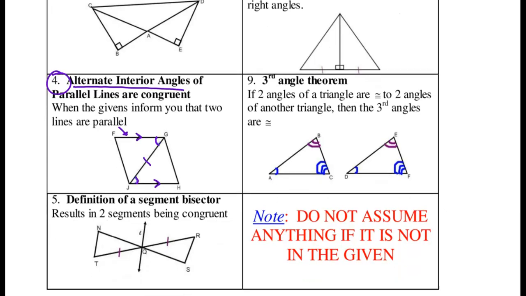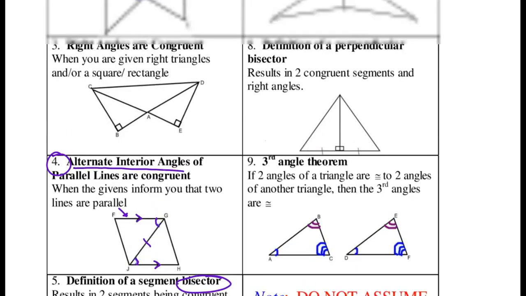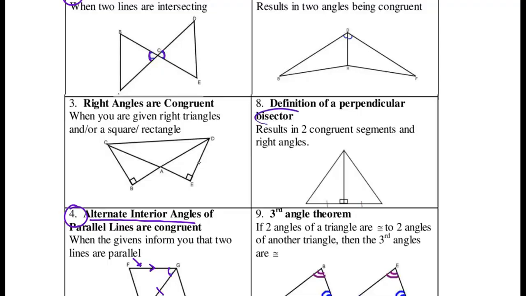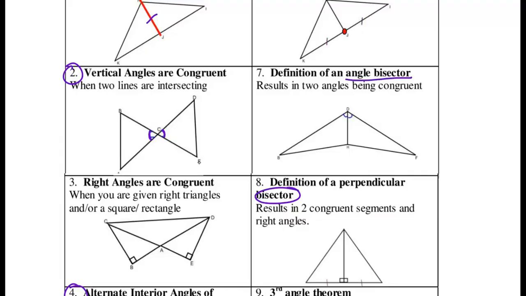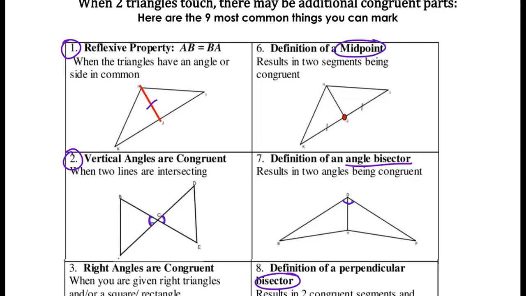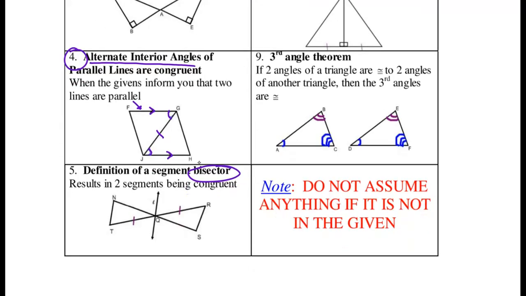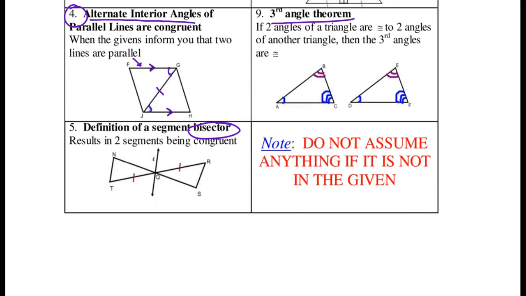So reflexive again. You can also mark any bisector things. For example, a segment being bisected, you can put tick marks. You can mark perpendicular bisector. So again, bisecting, so tick marks at the bottom there. Angle bisector, so putting some arc marks because it's being bisected. And midpoint is basically being bisected, right? 2 tick marks on either side when it's the midpoint. The others we don't use as often. We'll look more at the third angles theorem tomorrow when we do our proofs and talk about that one. We do not assume anything, even if it's not in the given.